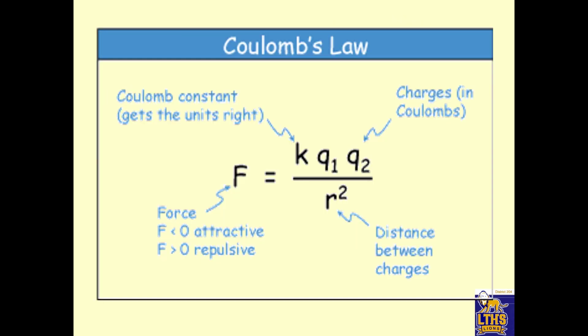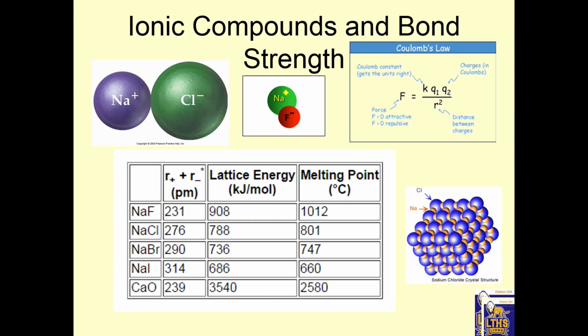One thing we can look at is called Coulomb's law. Here's the formula for Coulomb's law. Go ahead and write it down so you know what each thing means. And then we'll look at how we can use this to help us decide about properties of ionic compounds. So here's the attraction of a positive ion with a negative ion. Positive, negative, positive, negative.